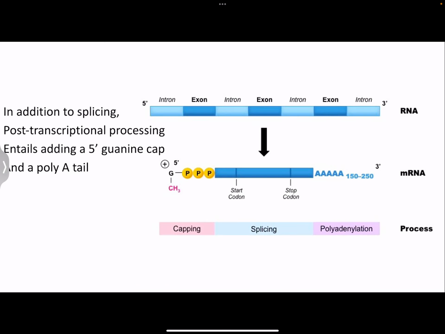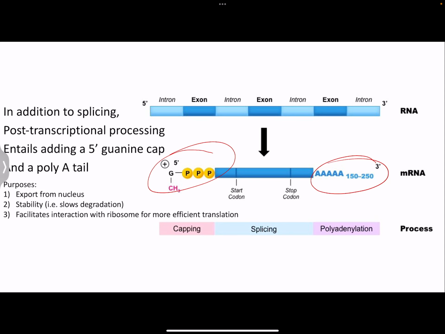So in addition to splicing, we're also going to add this 5' guanine cap and this poly A tail. The purpose of this is to export it from the nucleus. Getting out of the nucleus is like getting into a club, and you've got to get past the bouncer. I guess the club now is the cytosol. We want to get out of the nucleus. You need to have the 5' cap and the poly A tail to be let out. RNA is incredibly unstable, right?